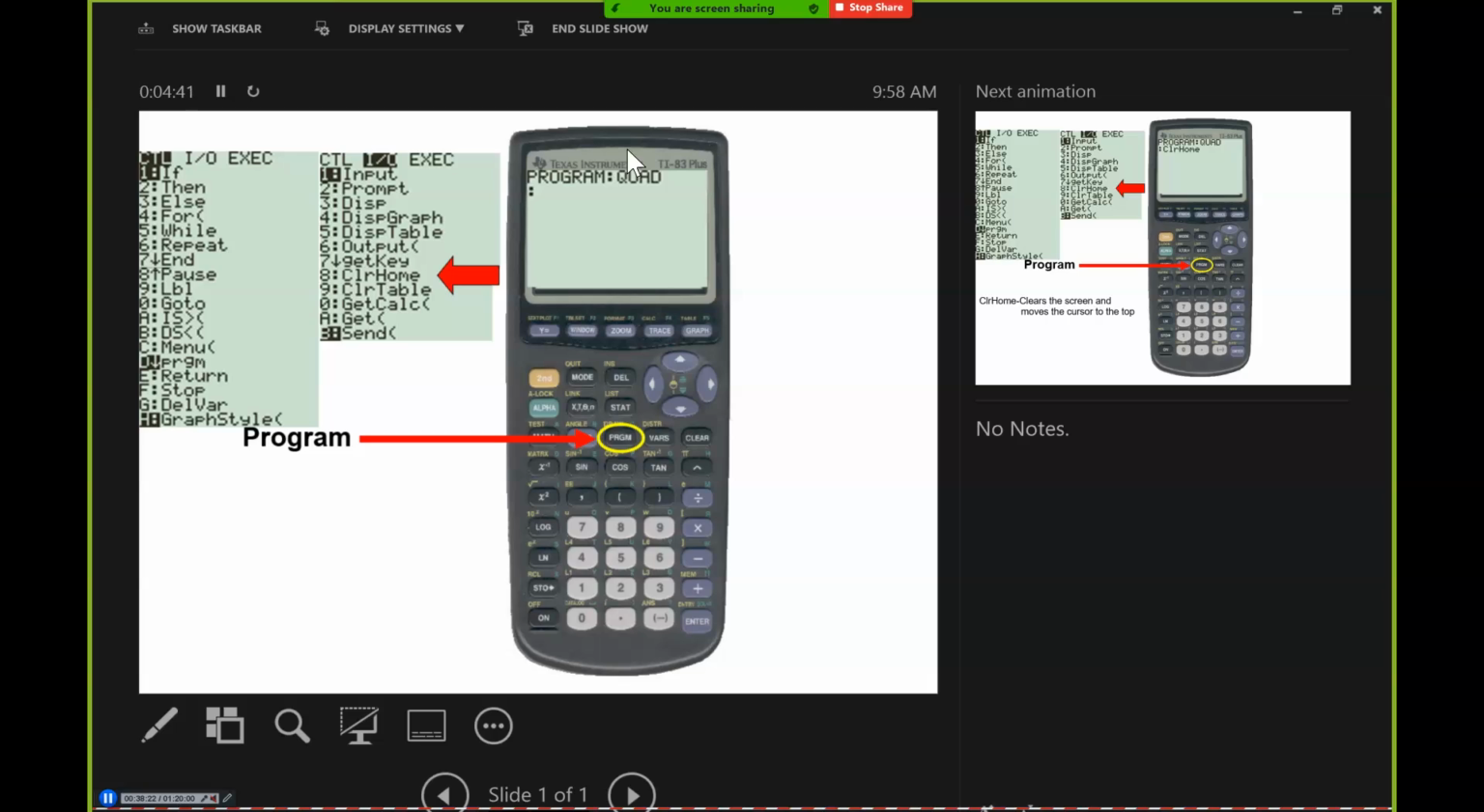That'll put clear home now on your screen, just like mine. And you'll want to press enter again to move to the next line now. Your cursor should be below the clear home, not right next to it. Anybody still working on doing that?